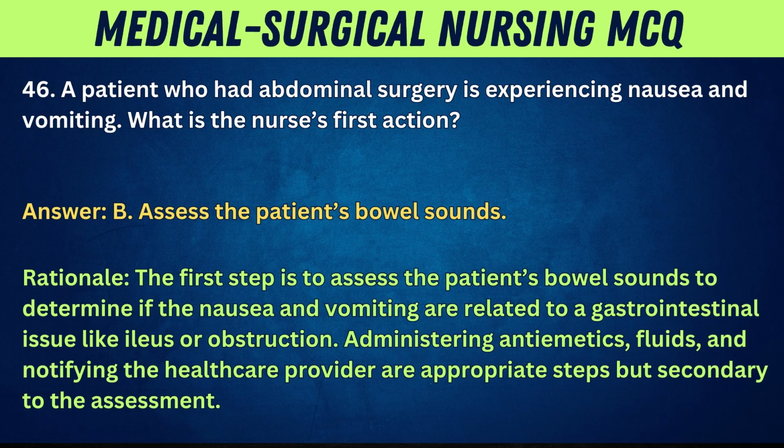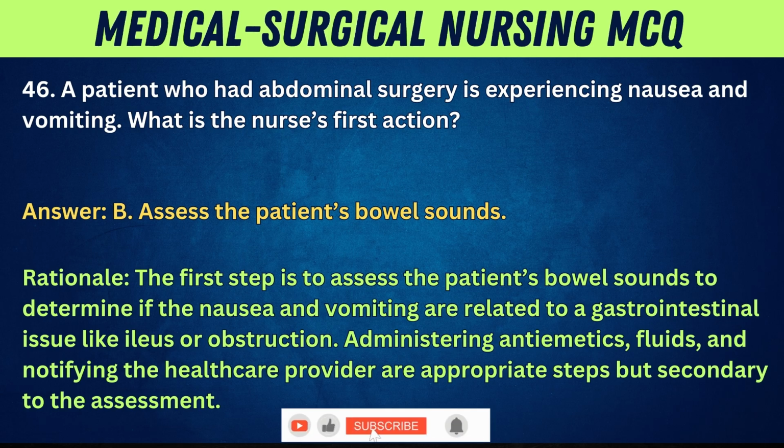Rationale: the first step is to assess the patient's bowel sounds to determine if the nausea and vomiting are related to a gastrointestinal issue like ileus or obstruction. Administering antiemetics, fluids, and notifying the healthcare provider are appropriate steps but secondary to the assessment.